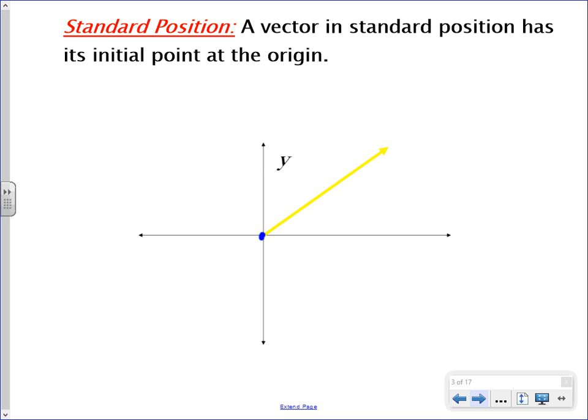Wow, that yellow does not show up very well, does it? There we go.